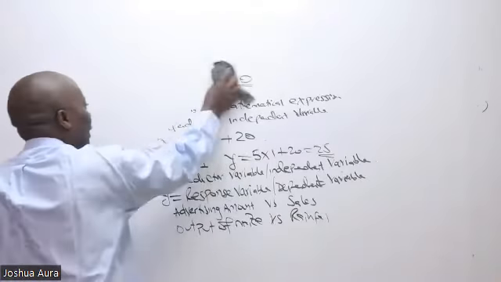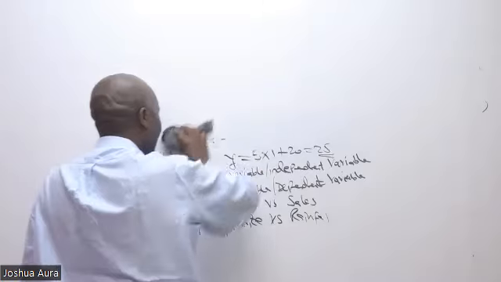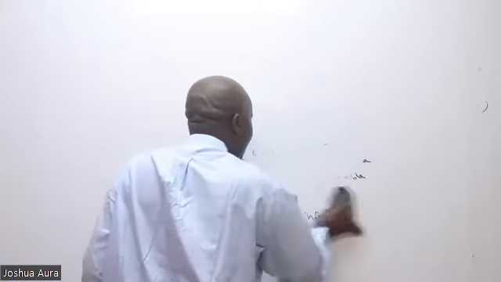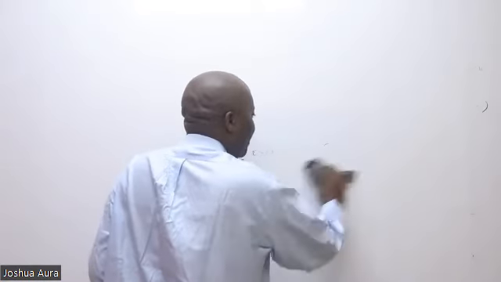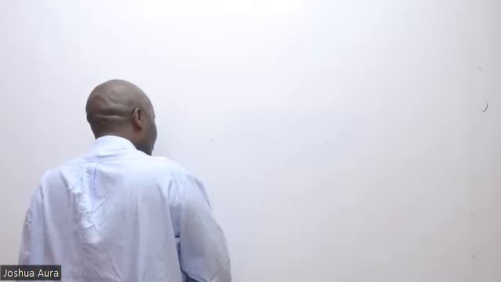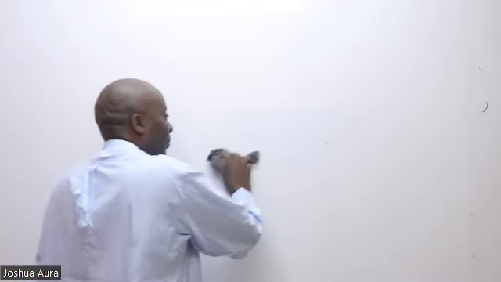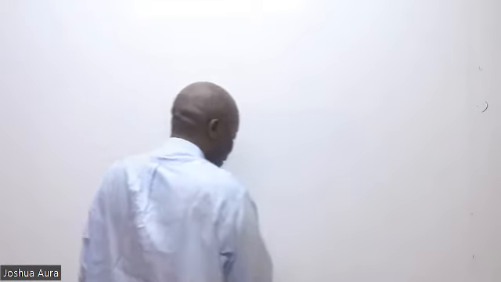Maize here is dependent. Rainfall is independent because, basically, it's an act of God. It's only God in this case who can say, I'm going to give you this amount of rainfall. We as human beings cannot influence rainfall directly.